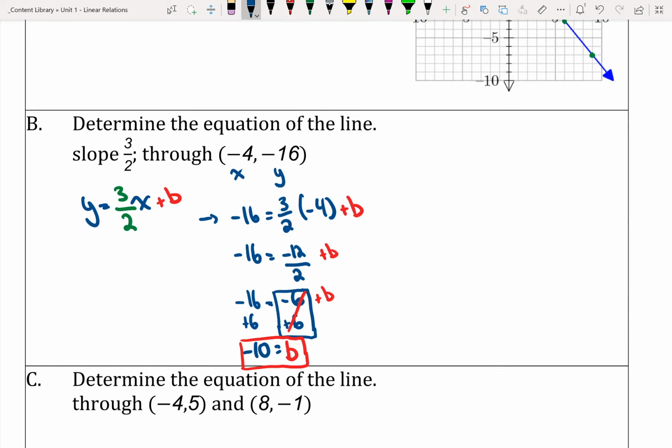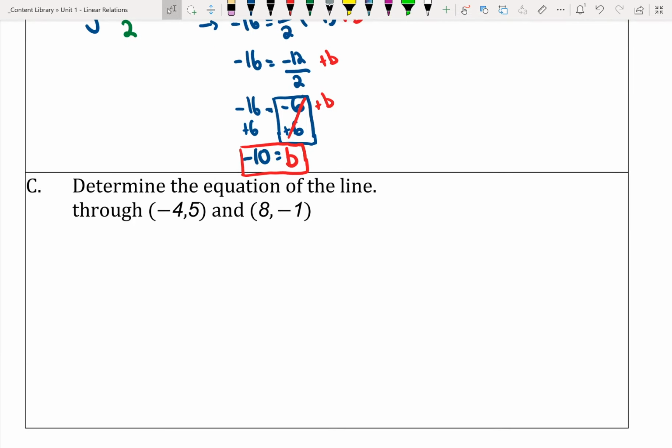Now that I have this b value, I have my slope from the question. I can fill those into the equation. So I should get y equals 3 over 2 x minus 10, which is the b value that I found. So that's my equation.